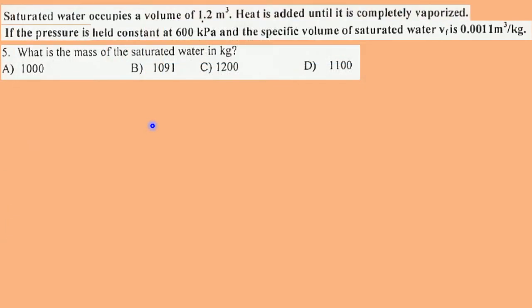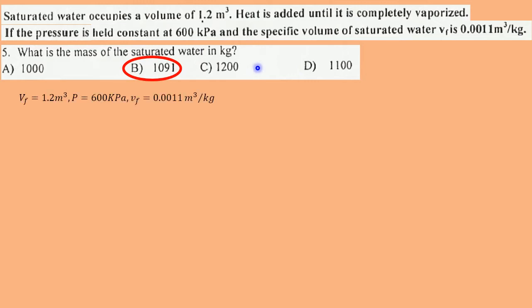Saturated water occupies a volume of 1.2 meters cubed. Heat is added until it is completely vaporized. If the pressure is held constant at 600 kilopascals and the specific volume of saturated water Vf is 0.0011 meters cubed per kilogram, what is the mass of saturated water in kilograms? So obviously the answer should be 1091 kilograms. But I think you want to know how this answer is gotten.